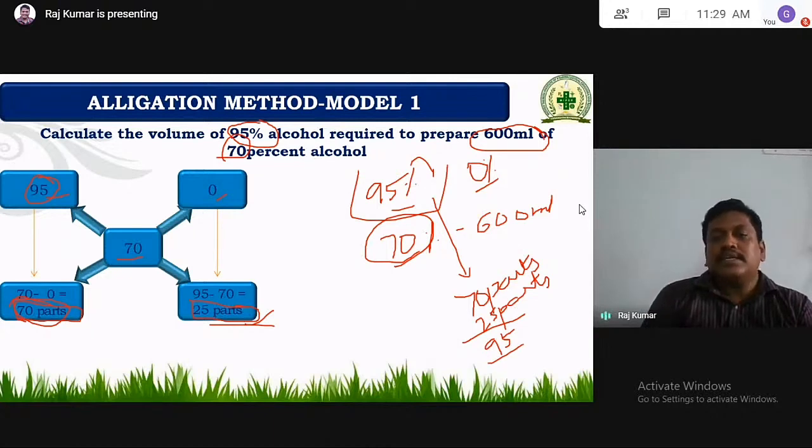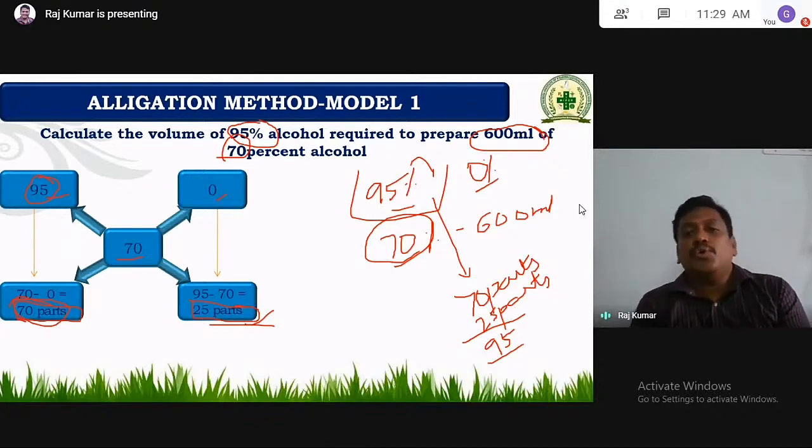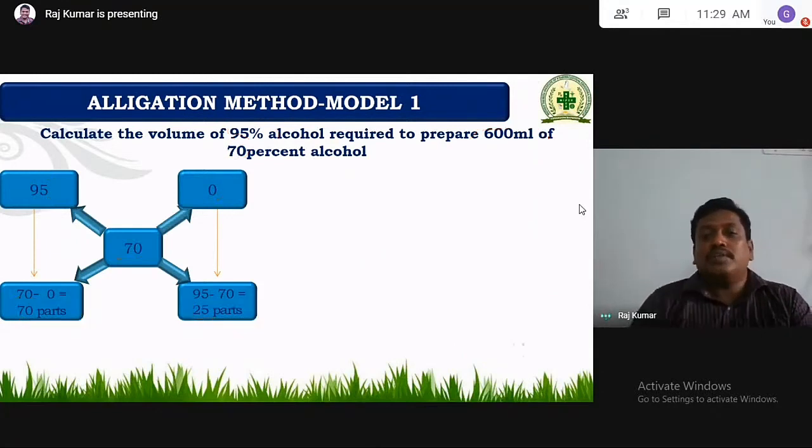So this is in parts. If it is in parts, how do we calculate it, how do we take it, how do we prepare it? Then we have to convert these parts into grams. That's one important thing we have to learn here.